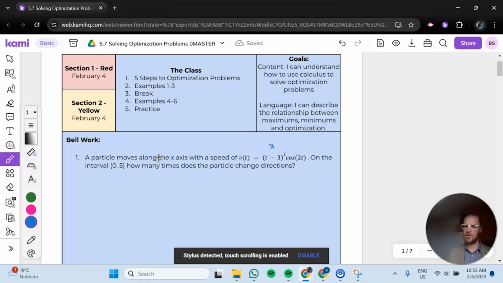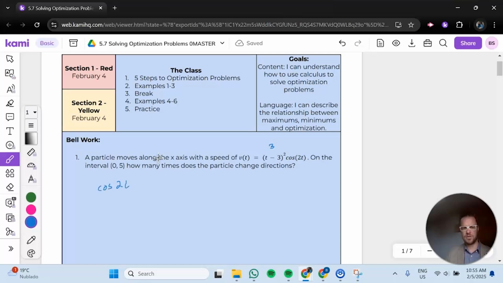The cosine one is a little bit trickier. For that cosine of 2t, we want cosine of 2t to be equal to 0. Well, we know that cosine is equal to 0 at pi over 2 and 3 pi over 2. So we set 2t equal to pi over 2, which means that t is pi over 4. And 2t equal to 3 pi over 2 means that t will be 3 pi over 4. Now, all of these numbers are going to be between 0 and 5.